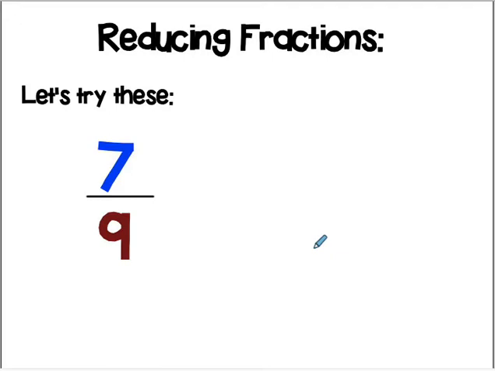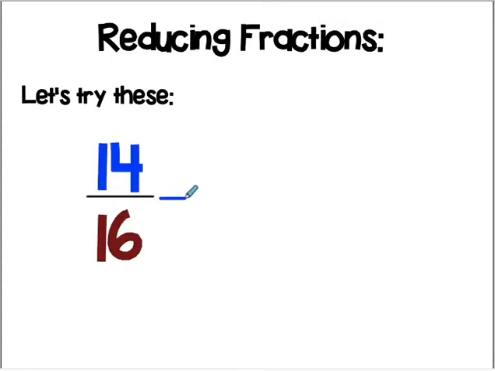Here we've got 2 odd numbers, so this could be tricky. Does 7 fit into 9? No. 6 doesn't fit into either. 5? Nope. 4? Nope. 3 only fits into 9, not 7. 2? Nope. So 7/9 cannot be reduced. We'll leave it there.